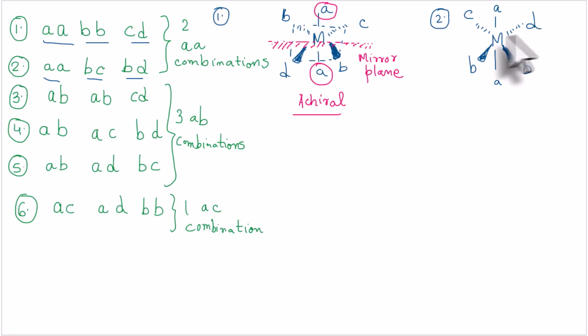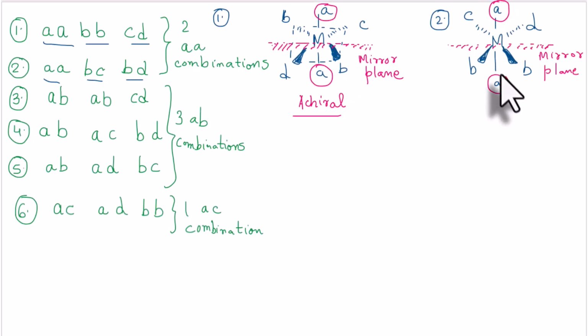Now let's check again. Yes, again we have this mirror plane here which can give a reflection, similar at the top and the bottom, having the same ligands at the trans position. So it can cut through this plane, and that's why this molecule is achiral again, like the first one. So this is also achiral because it has a plane of symmetry, or the mirror plane.